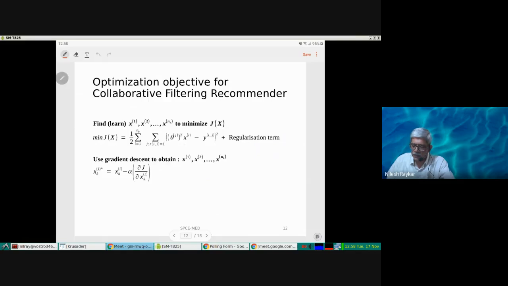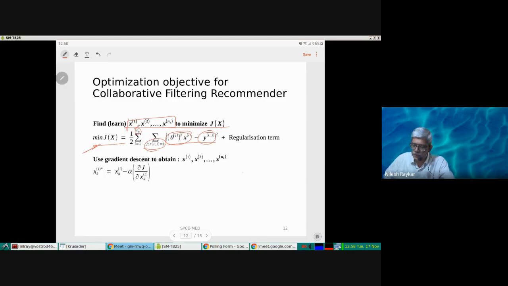So the error is defined in terms of the square of the difference between the prediction and the actual value for all terms for which the rating exists, and it is summed over all the books. This is the error term, and you minimize it in order to obtain the unknowns, which are the X vector. With this, we can obtain the value of the X vector.